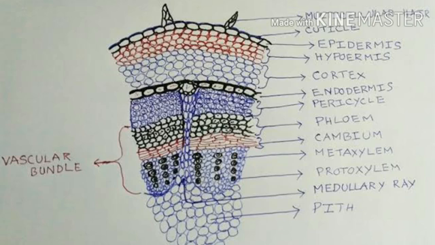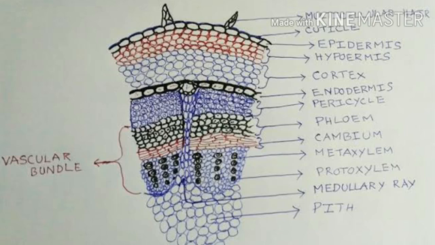Then after that there is a vascular bundle present. The vascular bundle consists of xylem and phloem, and there is a collateral open conjoint condition. So you observe here phloem, then after that cambium and metaxylem. This means it is a conjoint collateral open condition of vascular bundles, since cambium is present between phloem and xylem.